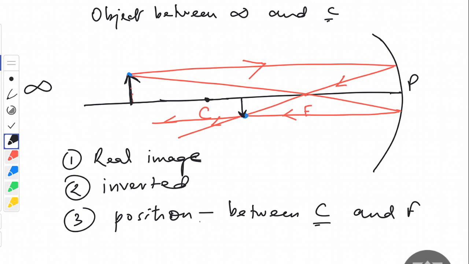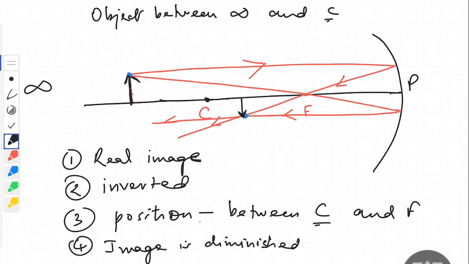And one final thing. Can you just look at it and tell me if the image is enlarged or diminished? This is the object and this is the image. Look at the size. Which arrow is bigger? Object is bigger, image is smaller, which means the image is diminished. So that is observation number 4. Image is diminished.